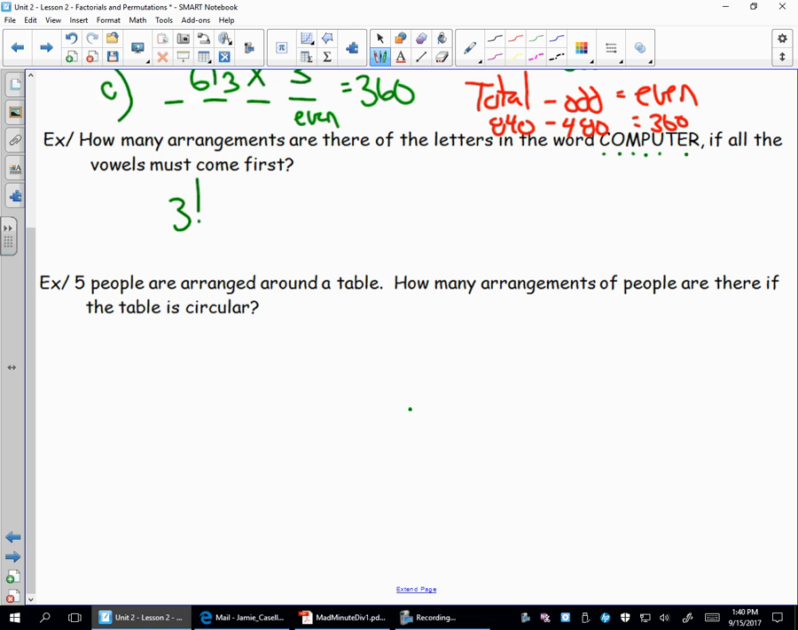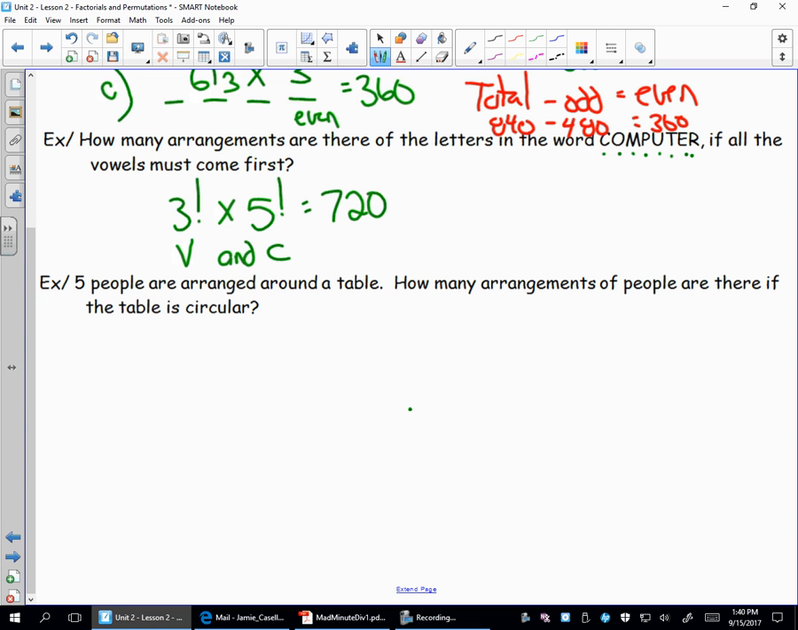C, M, P, T, and R. 5 of those. So 3 factorial times 5 factorial. So vowels and consonants. And we multiply that together, we get 720. And last one. 5 people are arranged around the table.